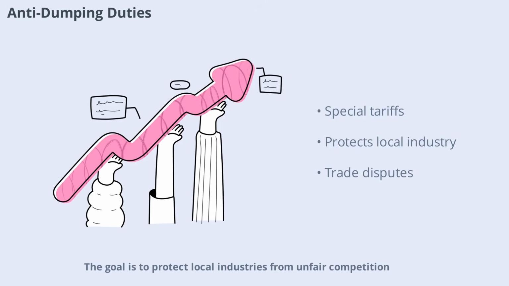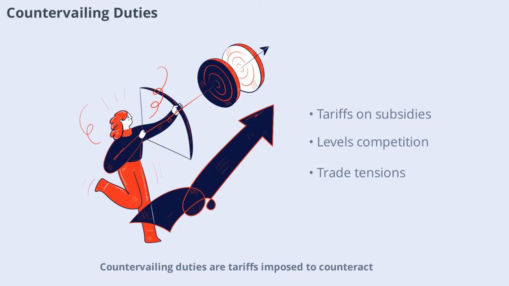The goal is to protect local industries from unfair competition. While these duties can help domestic producers, they can also lead to trade disputes and higher prices for consumers. Countervailing duties are tariffs imposed to counteract subsidies given by foreign governments to their exporters. These duties aim to level the playing field for domestic producers. Like anti-dumping duties, they can lead to higher prices and trade tensions between countries.